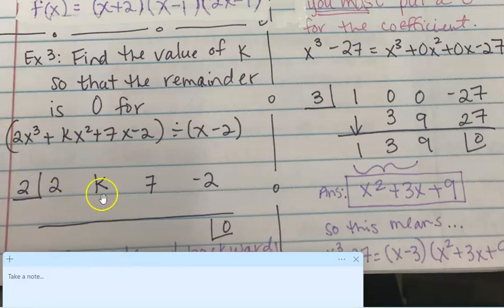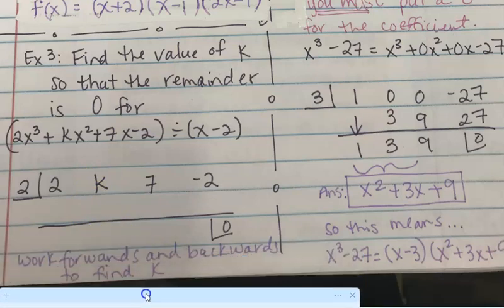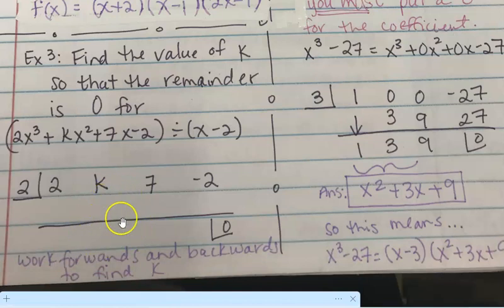So 2 times 2 is 4. That would go under k. But you're going to notice that you end up at a point where you can't continue because 4 plus k is not going to give you anything to be able to get equal to. So what we'll do is we're actually going to work backwards from here. So we've kind of stalled out at this point, so we're going to work backwards.